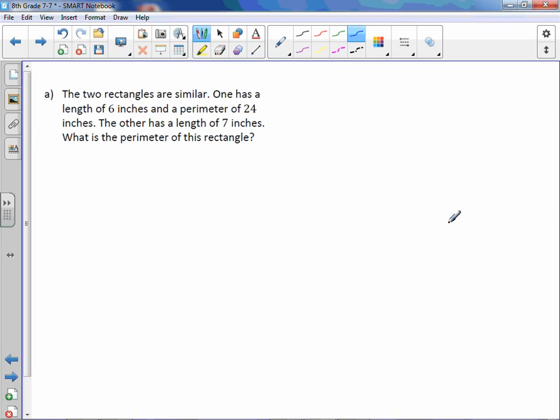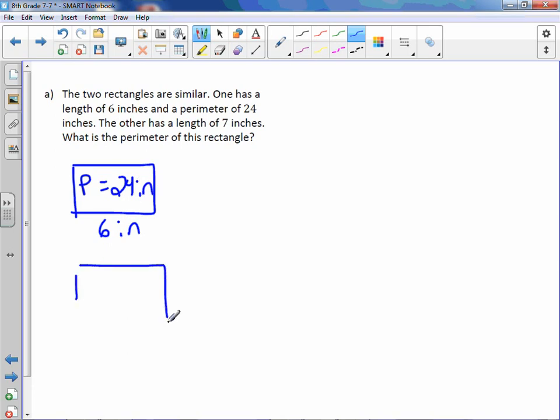So the two rectangles are similar. One has a length of 6 inches and a perimeter of 24 inches. So let's draw that. The other has a length of 7 inches, and we need to know what is the perimeter.